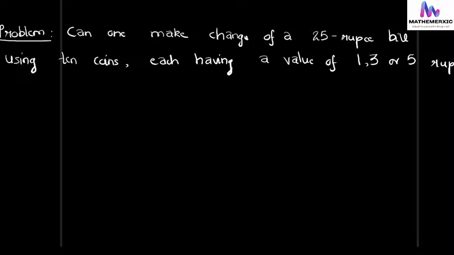So let us start the solution for this. The question says: can one make change of a 25 rupee bill using 10 coins, each having a value of 1, 3 or 5 rupees? Okay. So the coin values they are giving. Let me just understand how to proceed for this question. Let us try to understand what can be done for this part of the question.